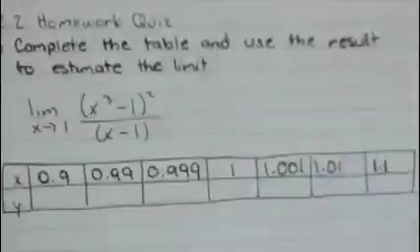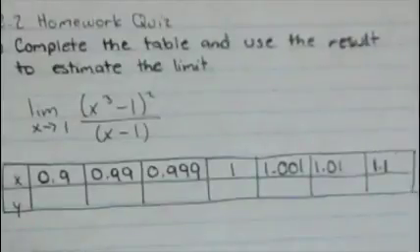2.2 homework quiz. Complete the table and use the result to estimate the limits. First thing you have to do is plug your equation into the graphing calculator, into your y. We're going to graph it. So you would have (x cubed minus 1) squared over x minus 1. And you would go to your table set and fix your setup.